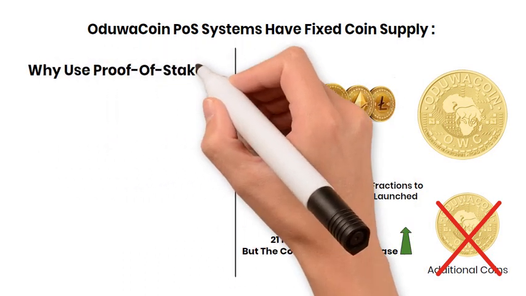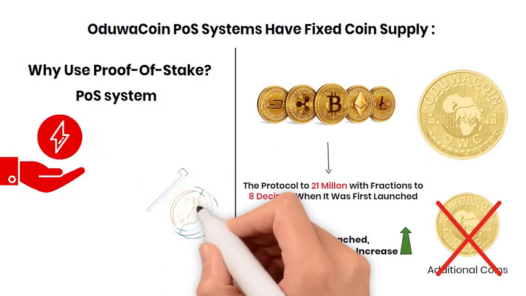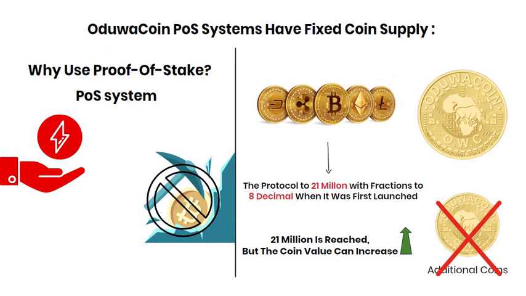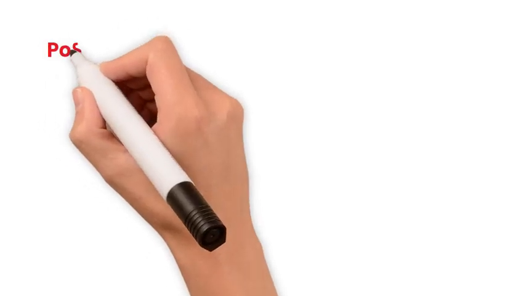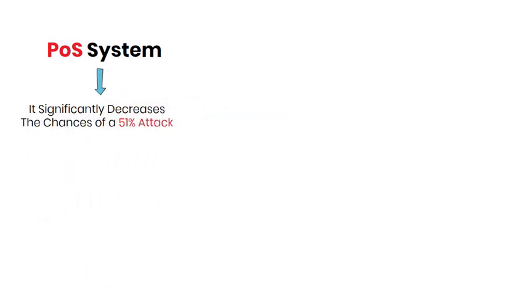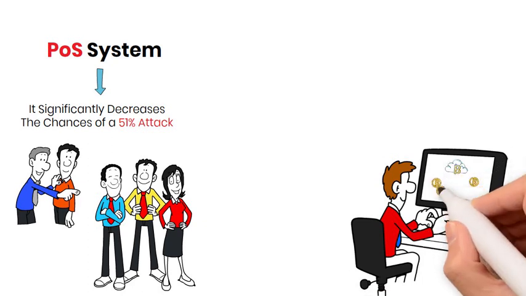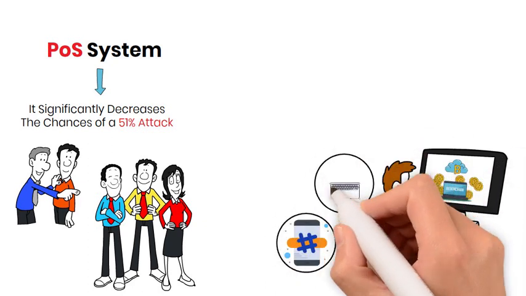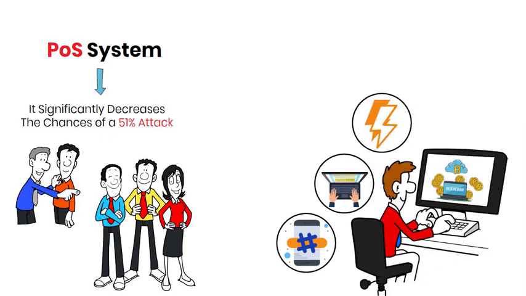Why use proof of stake? The main advantage of using a POS system is that it's energy efficient. No mining process is involved, which consumes much power and resources, electricity, unlike mining Bitcoin. Another potential benefit of using a POS system is that it significantly decreases the chance of a 51% attack, in which a certain group of entities take control of the majority of a blockchain network's hashing, computing power, and then try to use it for personal gains.